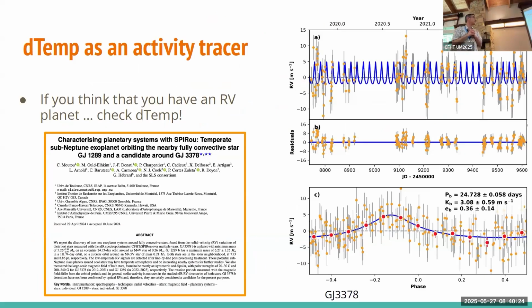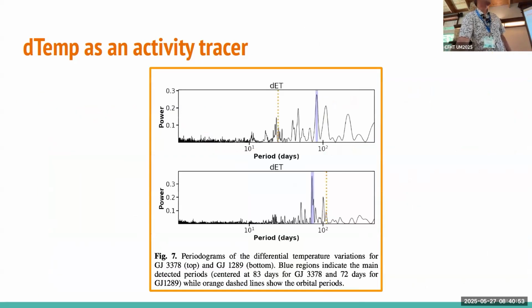So as an activity tracer, there's a paper by Claire Moutou with one candidate and one robust planet published with SPIRou. And you have a planet at 24 days. And of course, if you see planets, you may see spotted stars, the rotating stars. And of course, Claire did her job and double checked that we were not seeing the rotation of the star. It's something that anyone should do with SPIRou data, basically.